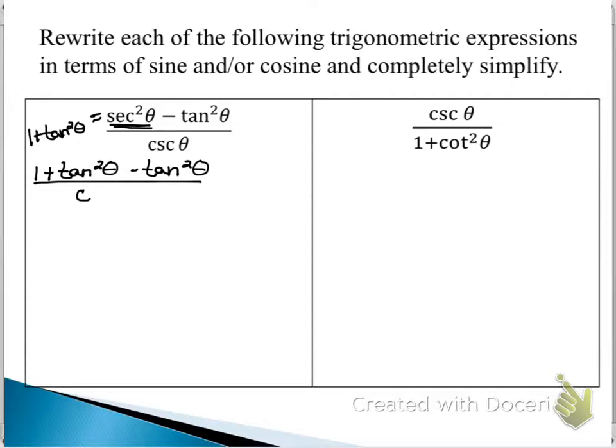all over cosecant theta. Well, you're going to notice that we have tangent squared theta minus tangent squared theta, that equals 0. So it'll be 1 plus 0 over cosecant theta, which equals 1 over cosecant theta. And our identity tells us that 1 over cosecant equals sine theta. That was the little extra that I had talked about at the very beginning.